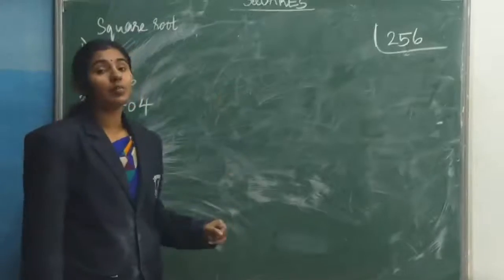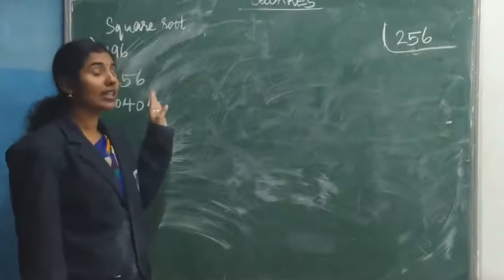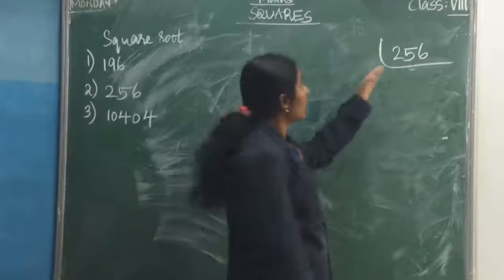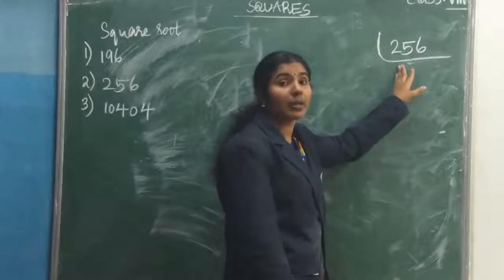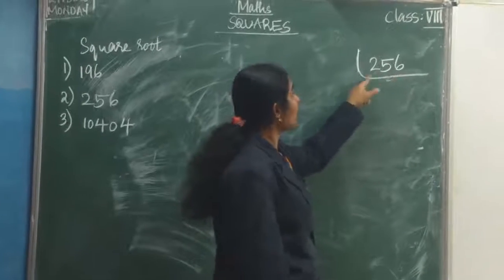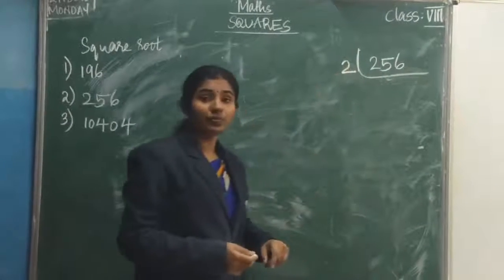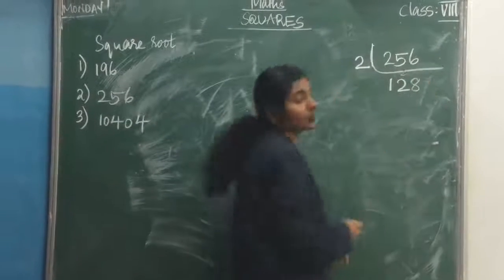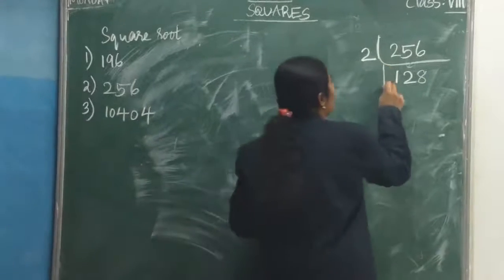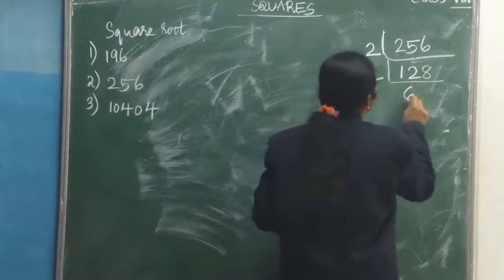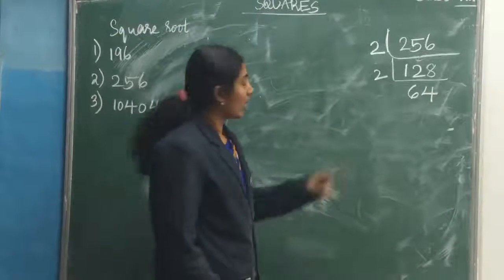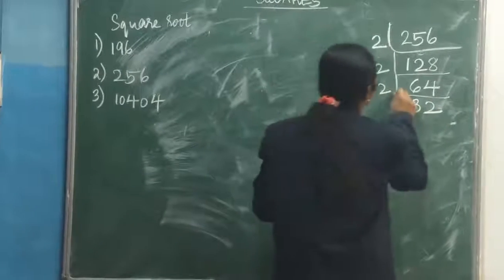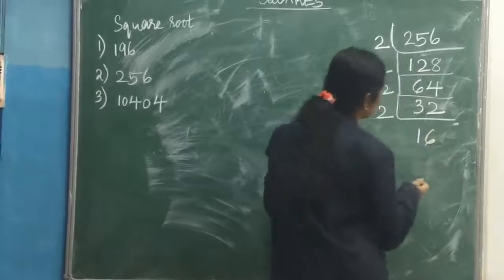One more sum. Second number, you should find the square root of 256. How to find its square root? By factorization. If the given number should divide by prime numbers. You know that this is an even number that is divisible by 2. When you are dividing by 2, what will you get? 128. Again, even number divided by 2, what will you get? 64. Again, even number divided by 2, what will you get? 32. Divided by 2, 16.